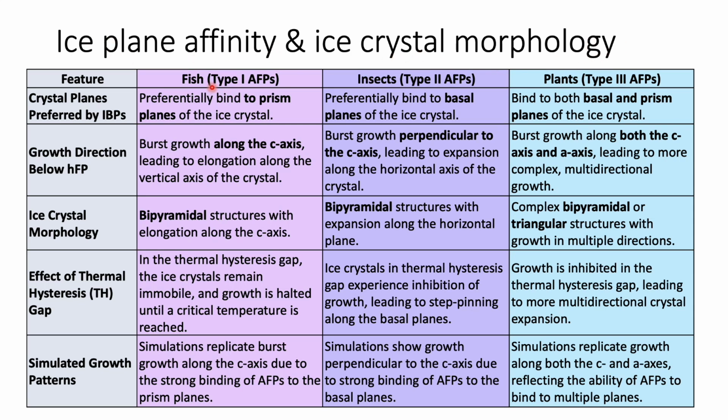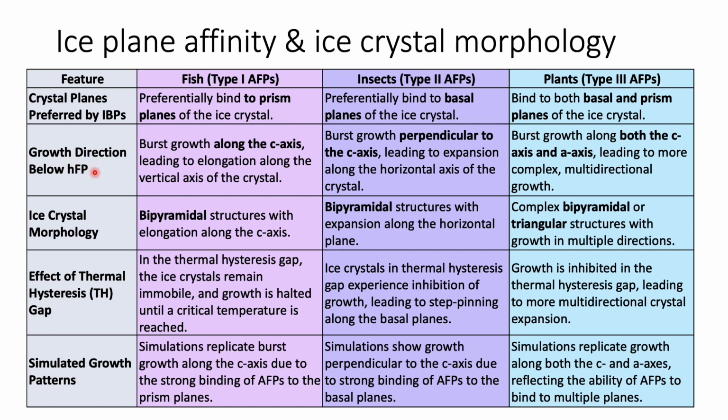We have three different types of AFPs, type 1, type 2 and type 3. How they actually prevent the ice crystal growth. The crystal planes preferred by the ice binding proteins are: type 1 mainly binds to the prism planes and they prevent the ice growth. In the case of type 2, they bind to the basal planes, and type 3 binds both to basal and the prism planes. So this is the difference between type 1, type 2 and type 3 AFPs, how they bind to the ice planes.